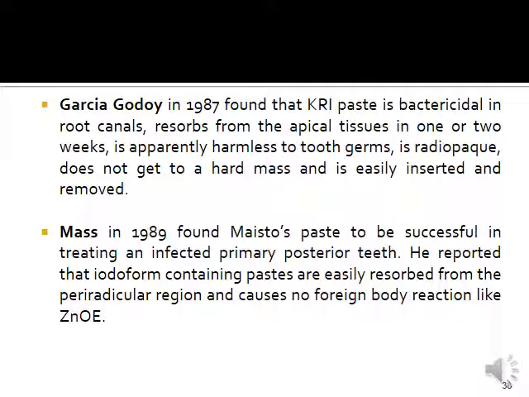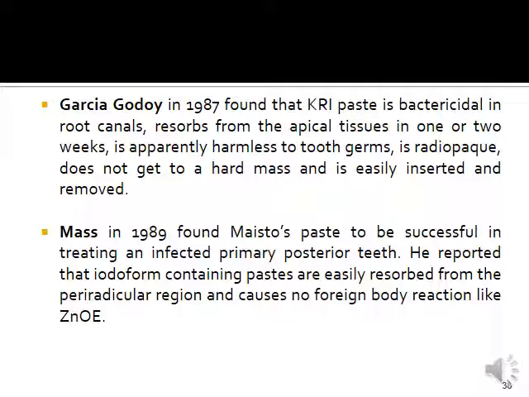In 1987, it was found that KRI paste is bactericidal in root canals, resolves from the apical tissue in 1 or 2 weeks, is apparently harmless to tooth germs, is radiopaque, does not stick to hard mass, and is easily inserted and removed. Mass in 1989 found Metapex paste to be successful in treating infected primary posterior teeth.